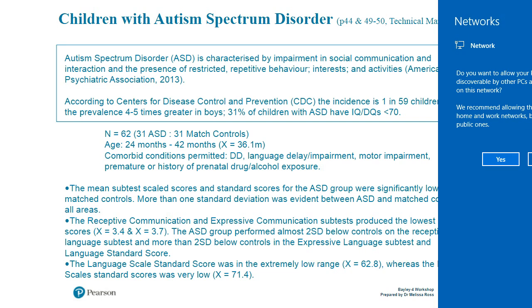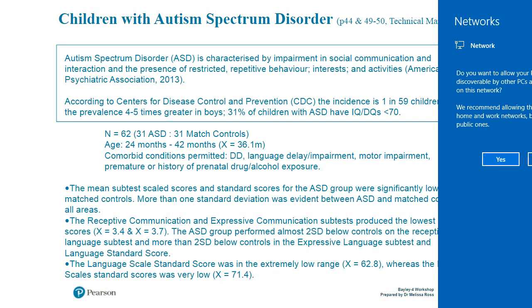Based on a sample of 62, 31 children with ASD and 31 matched controls, with an average age of 3 years, the mean subtest scaled score and standard scores for the ASD group were significantly lower than matched controls. More than one standard deviation was evident between ASD and matched controls in all areas. The receptive communication and expressive communication subtests produced the lowest mean scores.